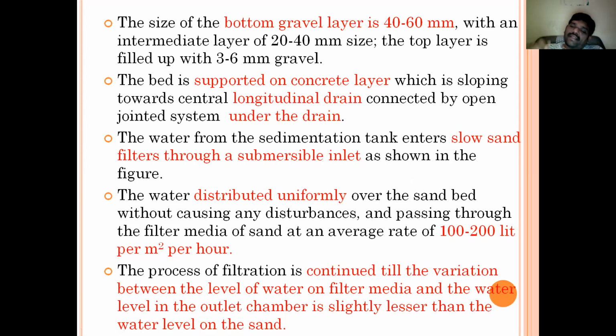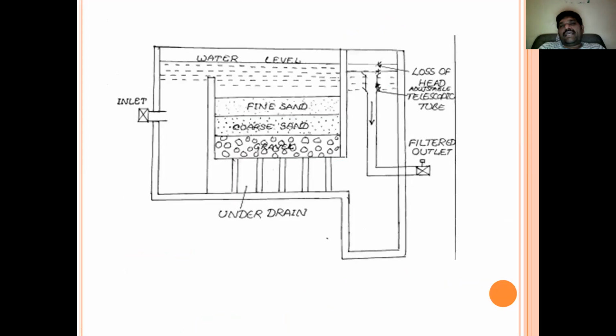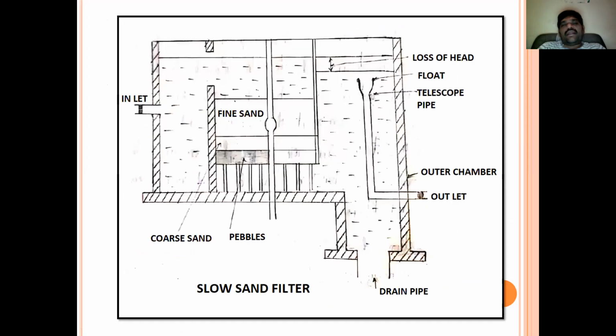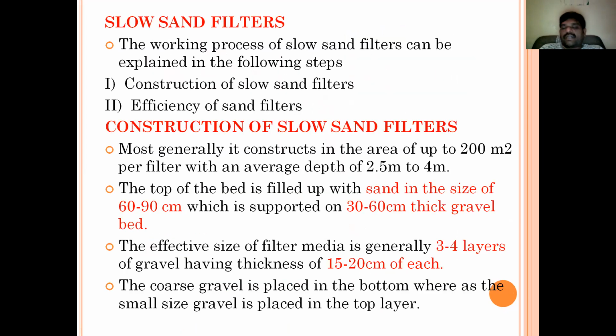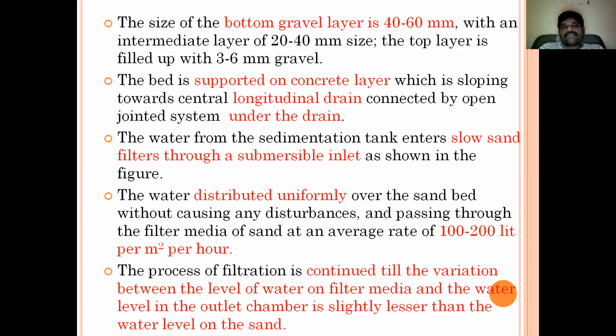What you must write when you get an exam: first of all, you must learn this diagram, and you must start with the slow sand filters. The working of slow sand filters can be explained in the following steps. First one is construction of slow sand filters. In that, the layer specifications and the area required, 200 square meters per filter with an average depth of 2.5 meters to 4 meters. The diagram and this entire description has to be mentioned when you get a question.